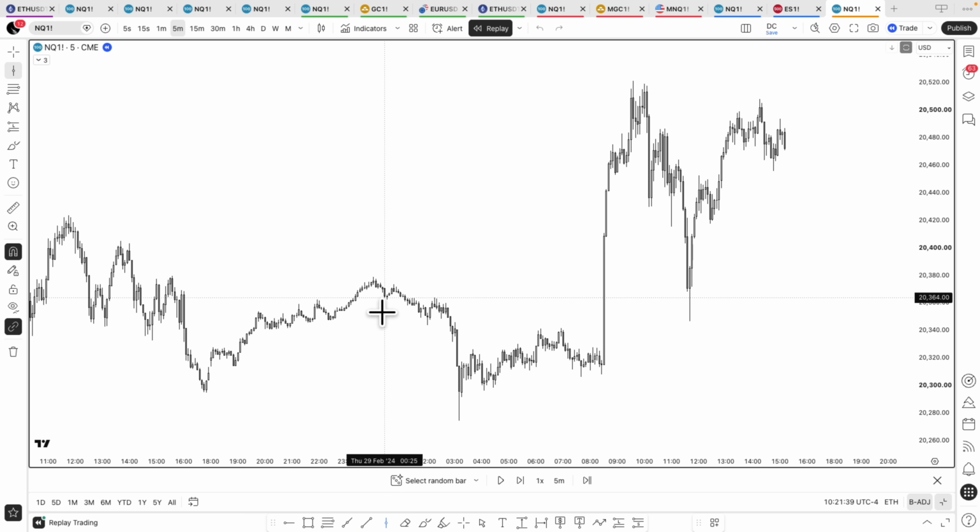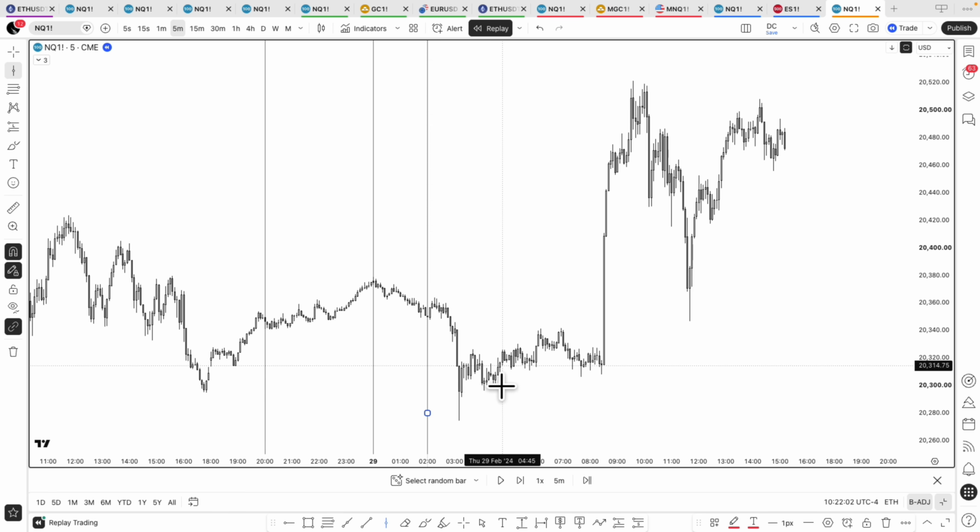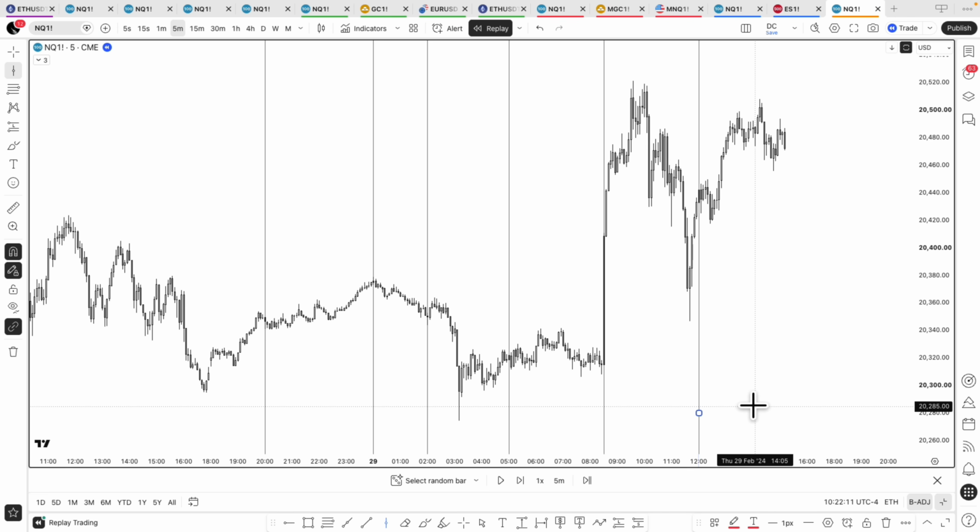So in relation to these time-based ranges, specifically the session ranges, we're paying attention to the likes of Asia, London, New York AM, and New York PM. So this would be your Asia range right here. And then you have your London range. This would be the beginning of London, and then we have the end. New York AM, the start, and then the end, and then you have the start of your New York PM and the end of that New York PM range.